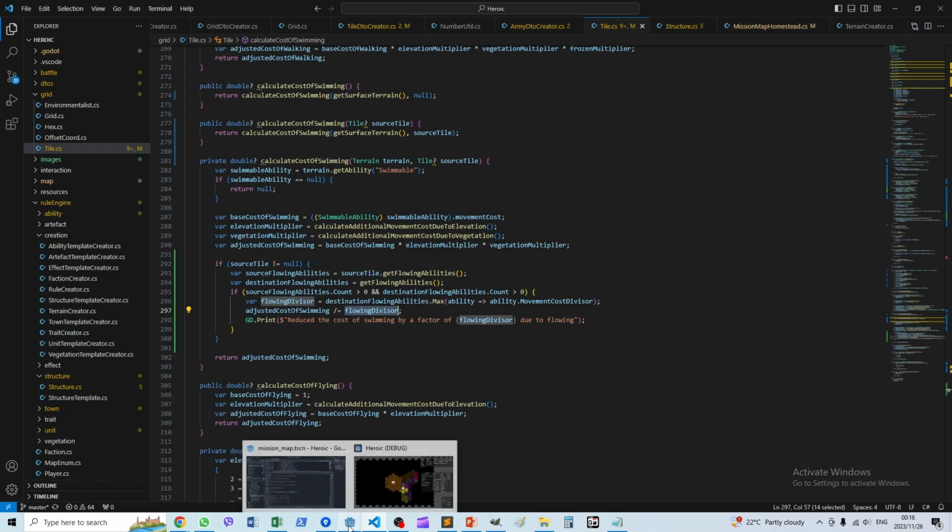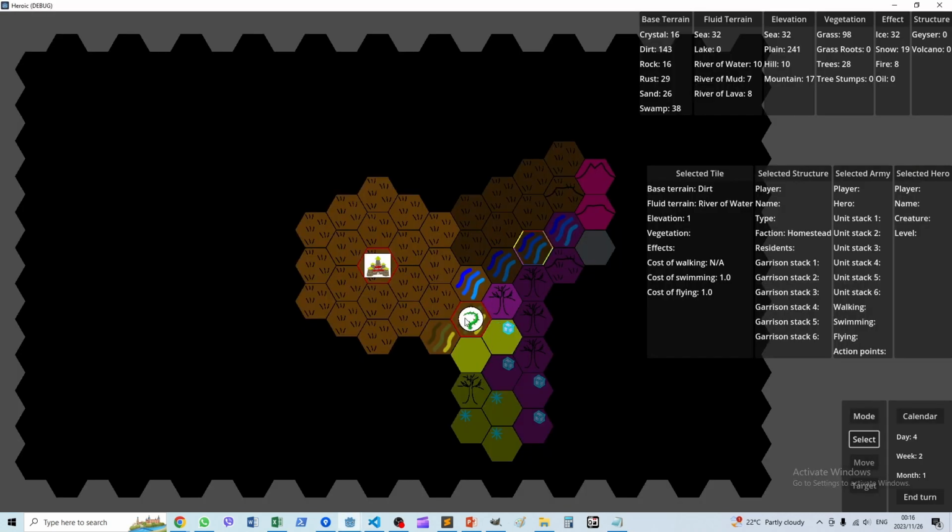And that's what enables units like thorns, so units that are able to swim, to use rivers to move across the map much faster than they would otherwise be able to.